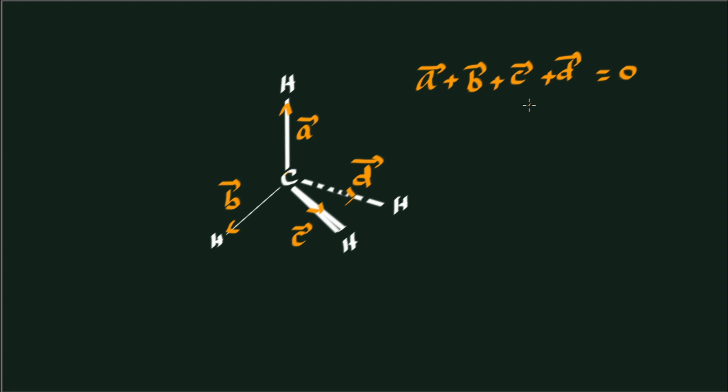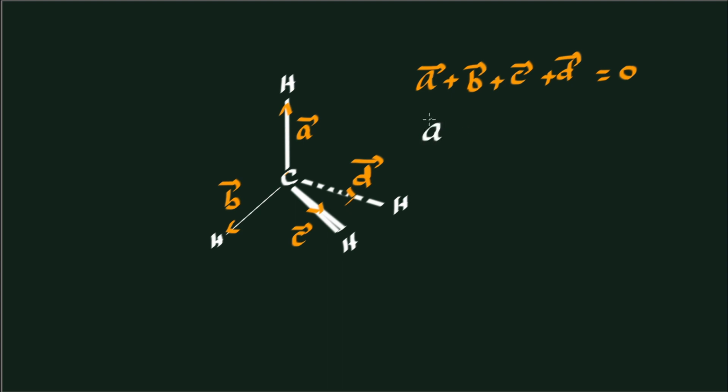Supposing the sum of these four vectors is not 0, then it would be a vector pointing in some direction, right? And whatever direction it points at, it will be closer to one of the bonds or closer to two of the bonds, but away from the other bonds. Now, no bond can be picked out because all bonds are identical. Therefore, the sum cannot be some finite vector. It has to be 0.